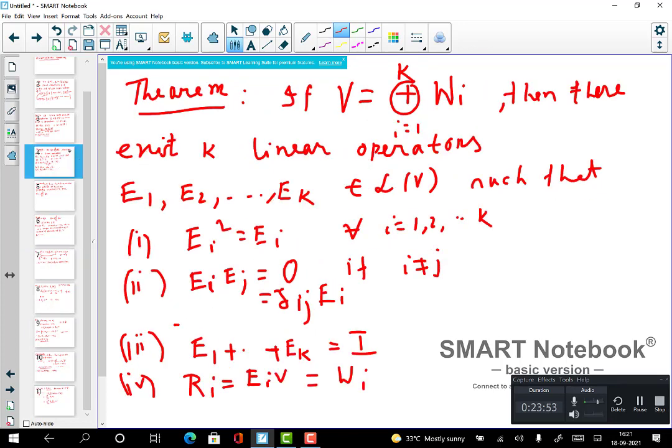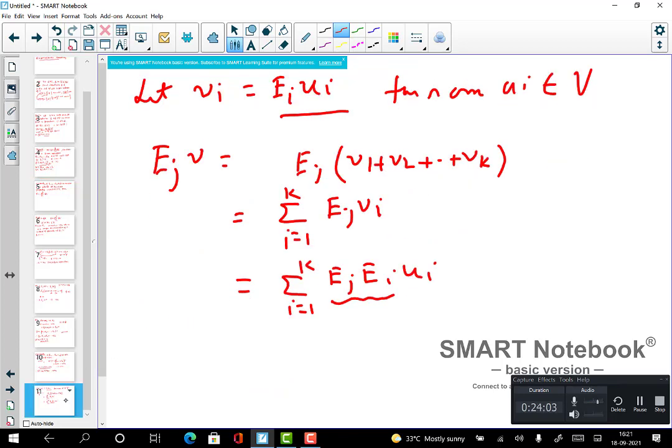So this has to be equal to 0 whenever i is not equal to j, right? Whenever i equals j, it is the same thing. So when i runs over 1 to k, it survives only when i equals j. Then it will be Ej square of Ui. But Ej square is nothing but Ej itself, because property number 1 tells you that. So this is Ej of Ui, and Ej of Ui is nothing but Vj, the way we found Ej of Ui equal to Vj.